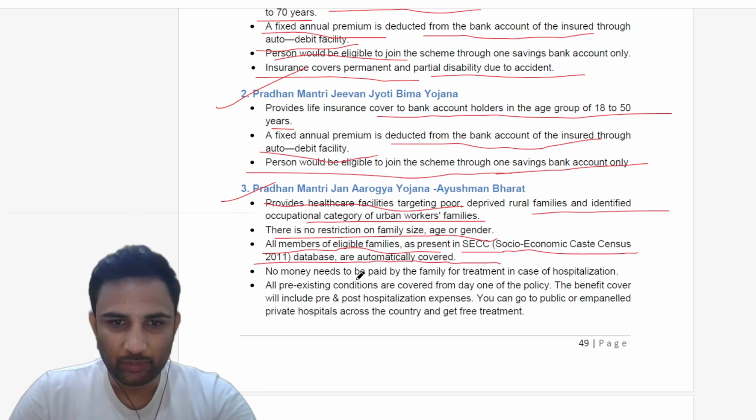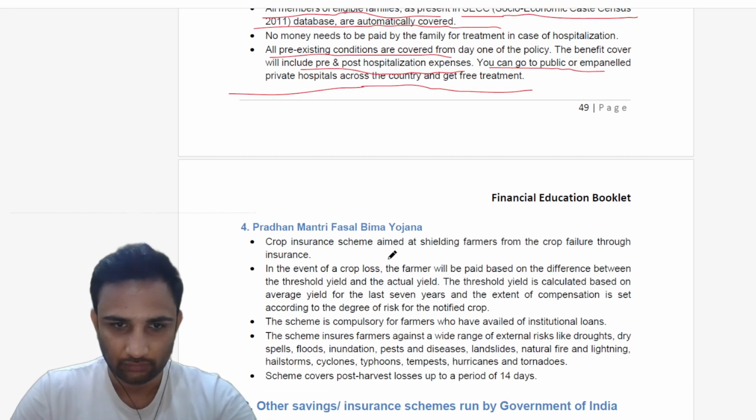No money needs to be paid by the family for treatment in case of hospitalization. All pre-existing conditions are covered from day one of the policy. The benefit cover will include pre and post hospitalization expenses. You can go to the public or empanelled private hospitals across the country and get free treatment.